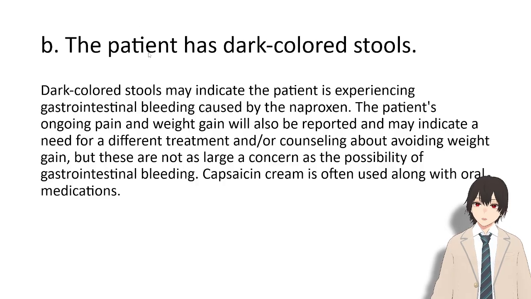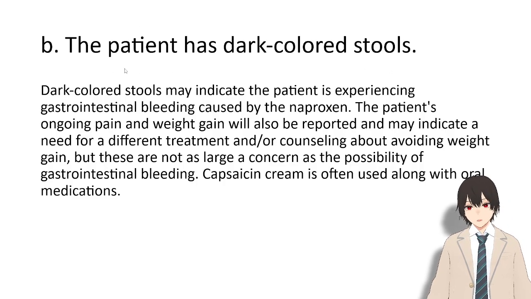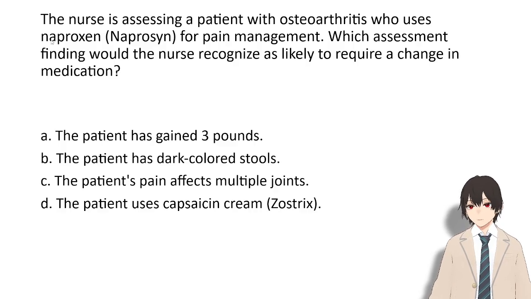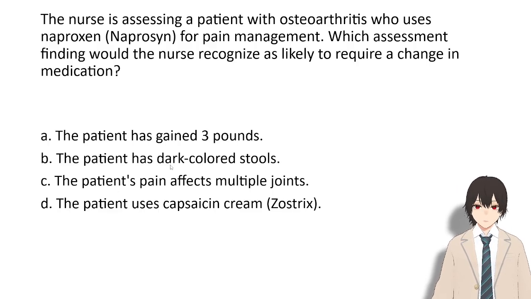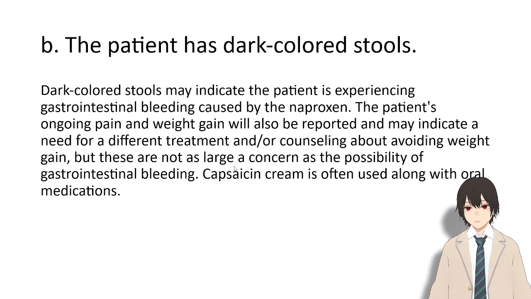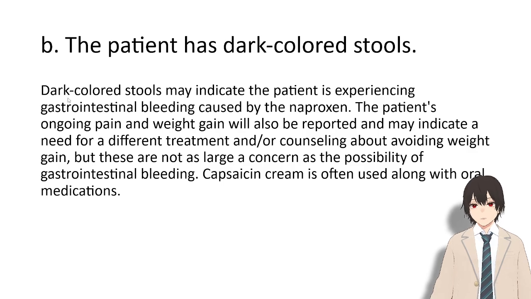And it's obviously going to be dark-colored stools. I kind of hinted at the answer by telling you naproxen is an NSAID, and with NSAIDs there's obviously the risk of GI bleeding, right? And every time you have dark-colored stools, this is key vocabulary, that's always hinting at there's going to be blood, basically. So the rationale says that the dark-colored stools may indicate that the patient has GI bleeding caused by the naproxen.